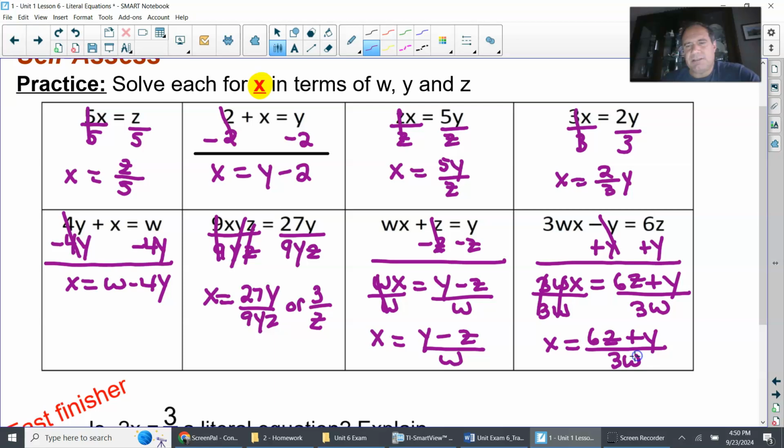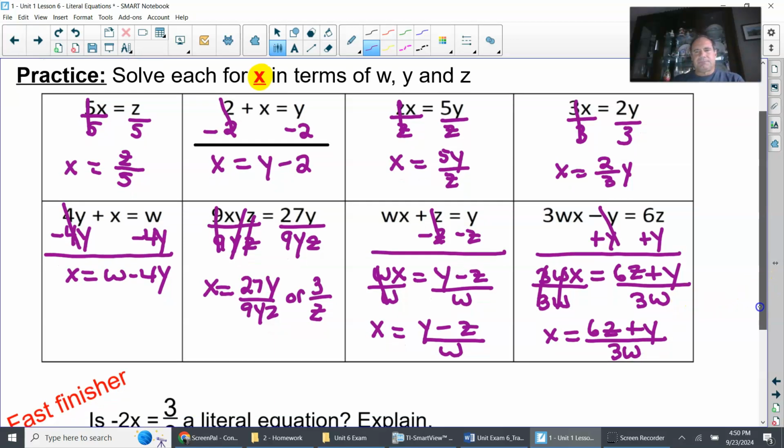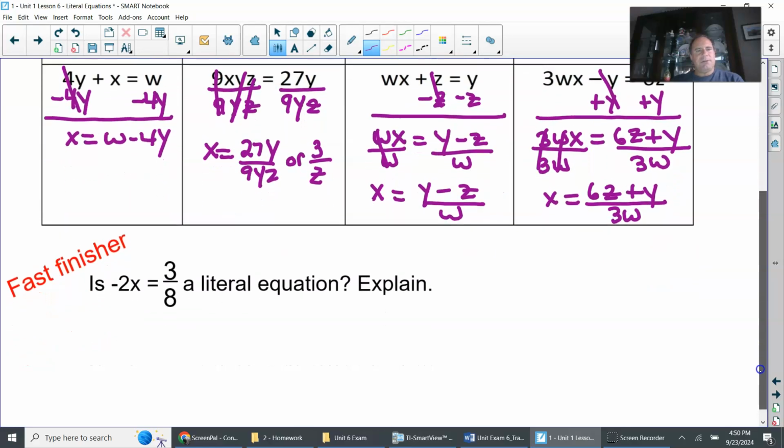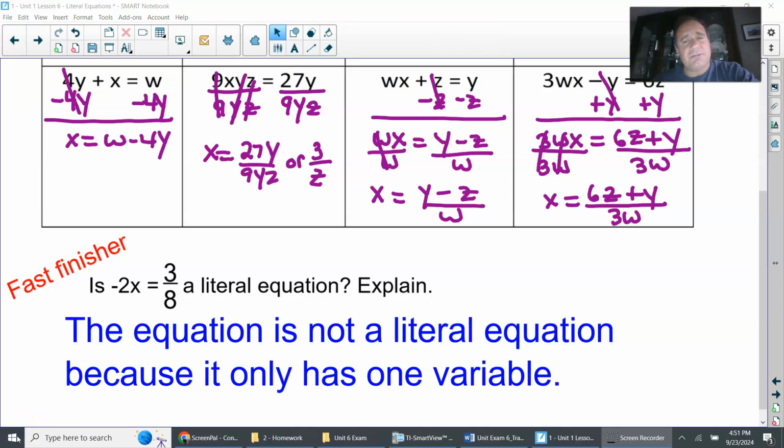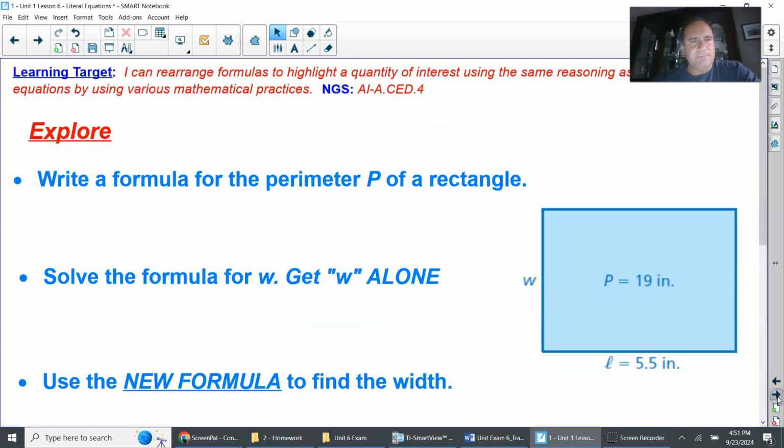And then we have 6z plus y over 3w. So here we go. They don't want you to solve it. They just want you to explain if this is a literal equation or not. And there's the answer there. The equation is not a literal equation because it only has one variable.